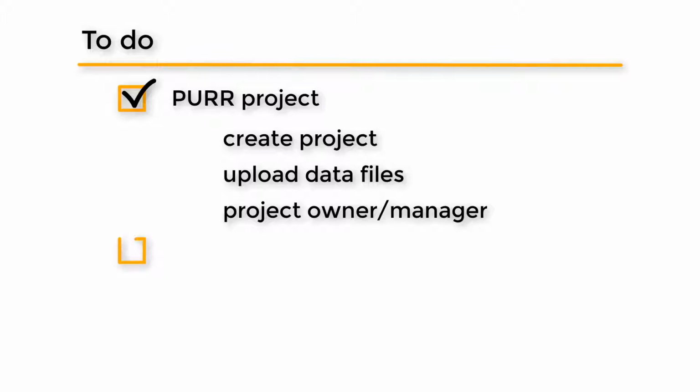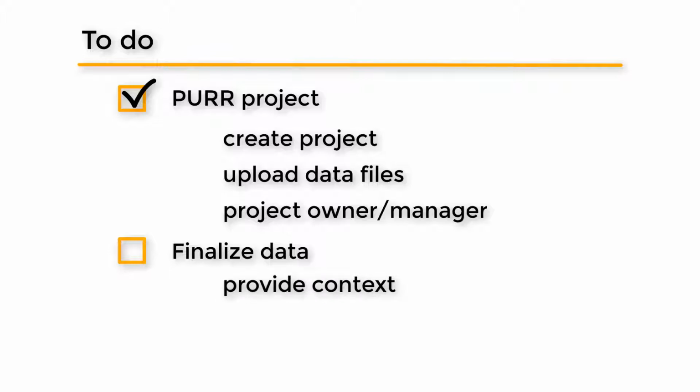The second thing you need to do before you're ready to start publishing is to finalize your data files. You can use PURR to publish raw data, final data, or data somewhere in between, but you can't change your files once they're published, so be mindful of that. When you're finalizing your data files, make sure to include any context another researcher would need to read and interpret your data, such as clear labels, units of measurement, and explanations of any abbreviations used.